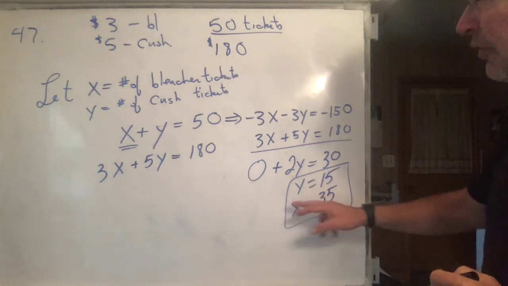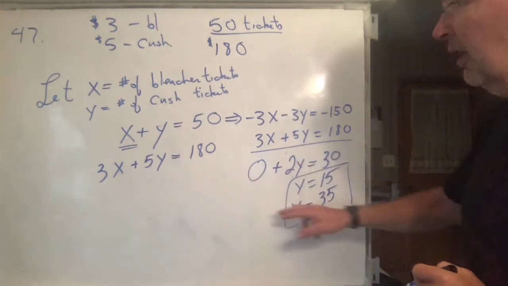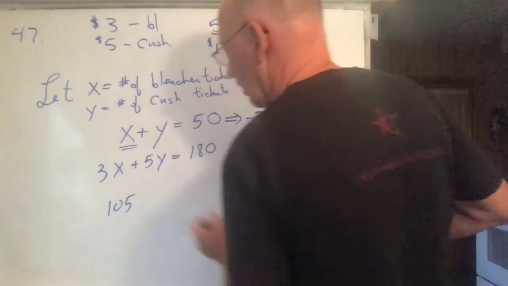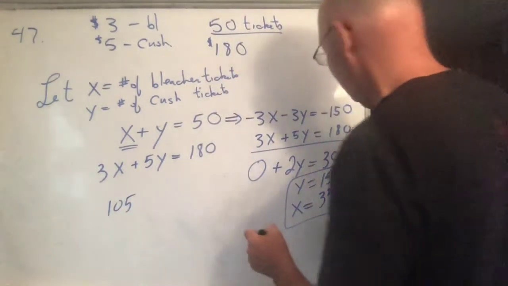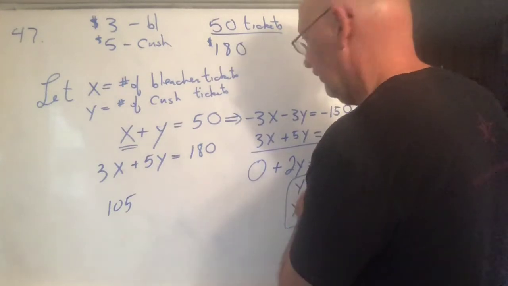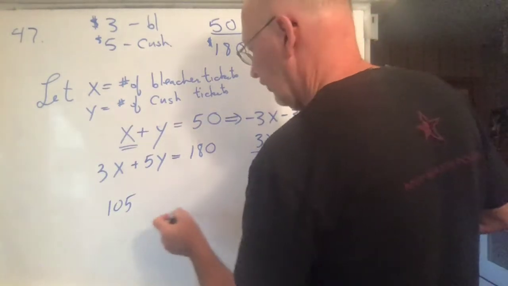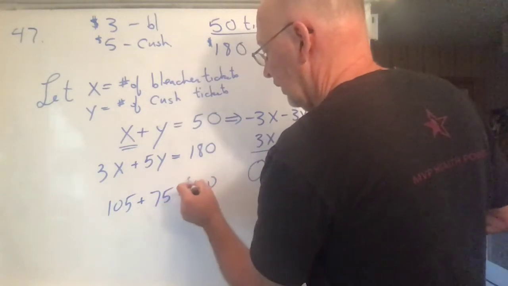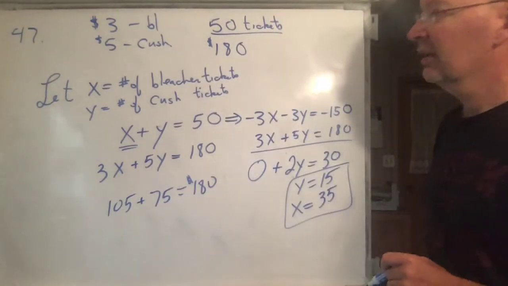And again, you should just check it out here, see if it makes sense. 3 times this gives you 105 bucks. 5 times 15. You have 15 cushion tickets. Each one costs 5 bucks. So that would be 75. You add them together, sure enough, you get 180 bucks. So there you go.